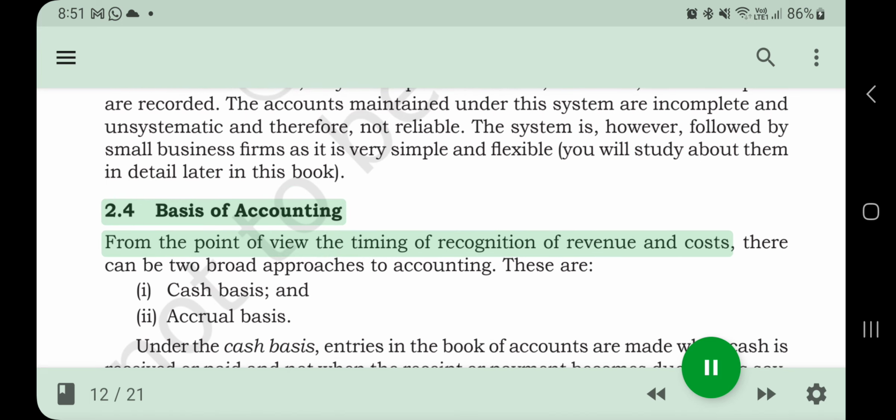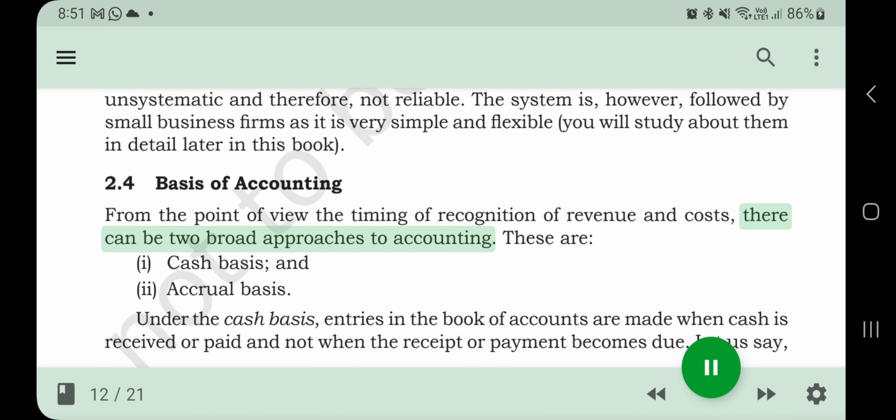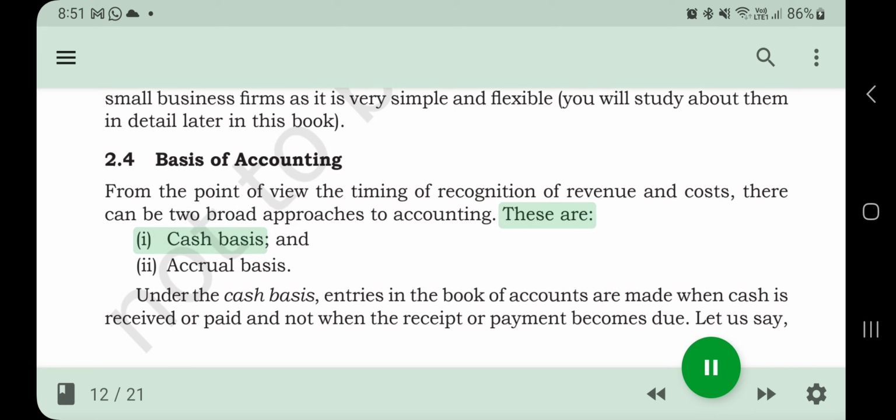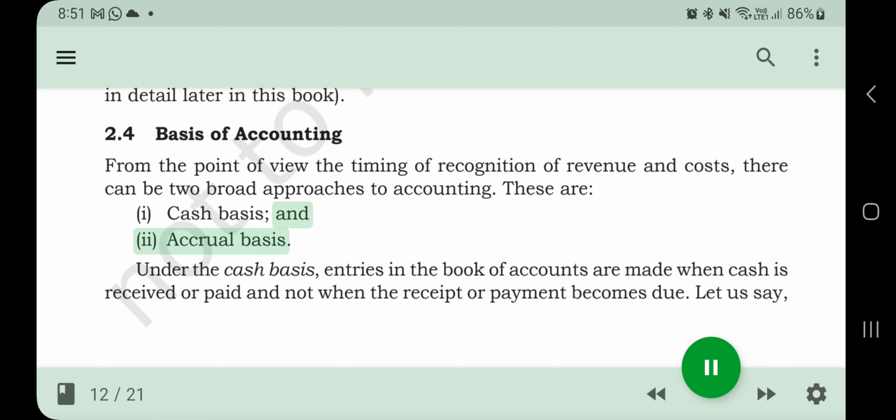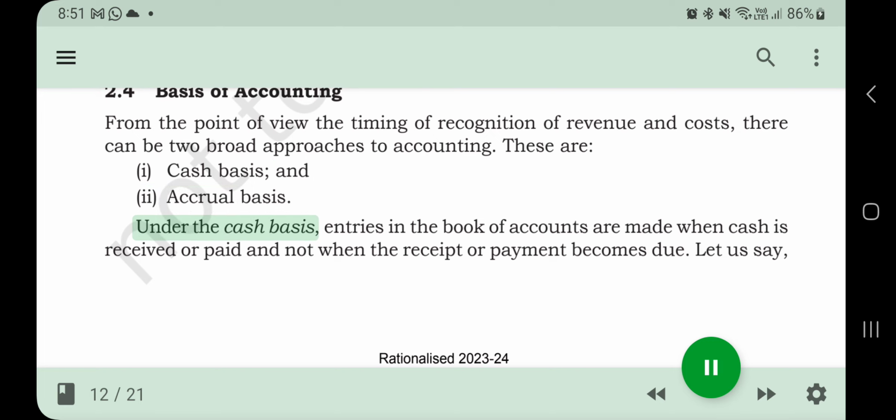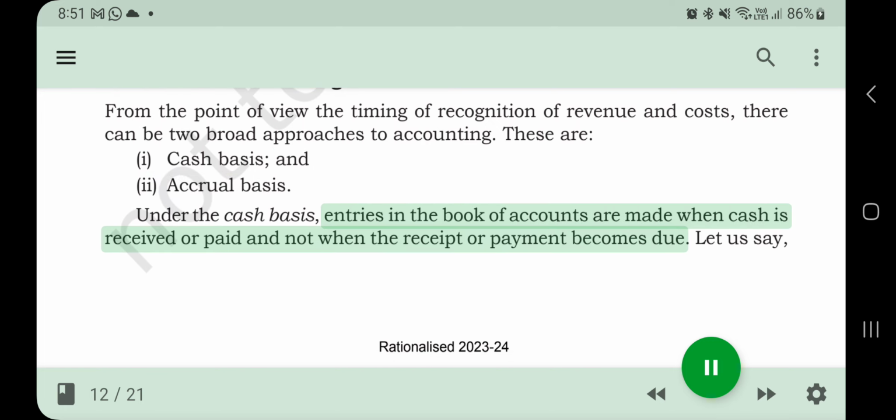2.4 Basis of accounting. From the point of view of the timing of recognition of revenue and costs, there can be two broad approaches to accounting. These are (i) cash basis and (ii) accrual basis. Under the cash basis, entries in the book of accounts are made when cash is received or paid and not when the receipt or payment becomes due.